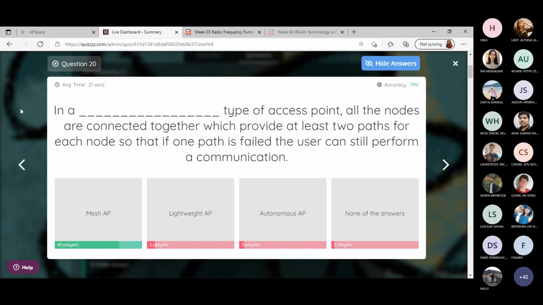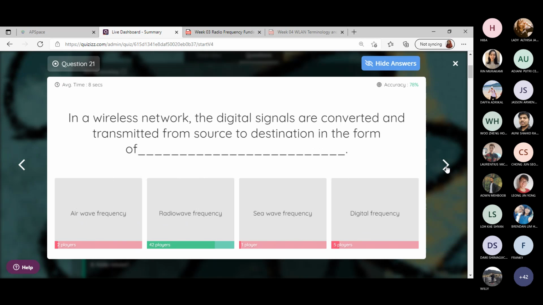Okay, next one. This one is a different chapter. I purposely asked because we already learned it earlier. It's kind of for revision purposes. So what is the access point that provides two paths? Two paths normally mesh access point. Mesh access point, because it's actually having a backbone, right? Okay, next one.